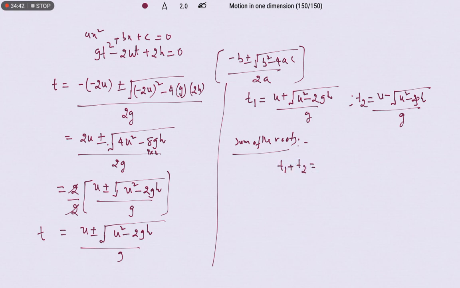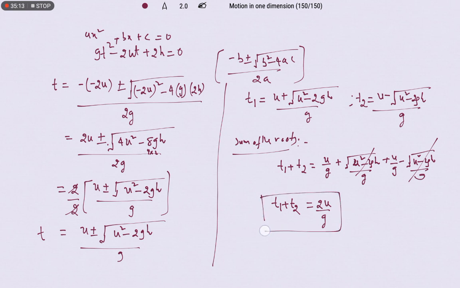So after doing t1 plus t2, what am I going to get? So here u by g plus under root of u square minus 2gh by g, plus u by g minus under root of u square minus 2gh by g. So these two will get cancelled, therefore 2u by g is equal to t1 plus t2. That means the sum of roots is equal to 2u by g. So this 2u by g is nothing but the time of flight.